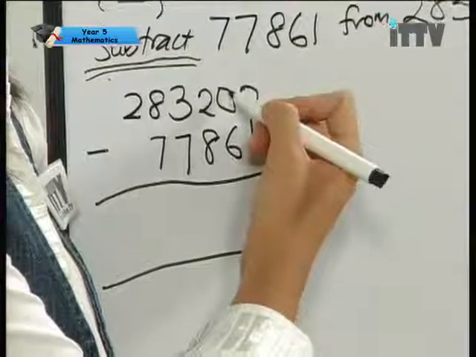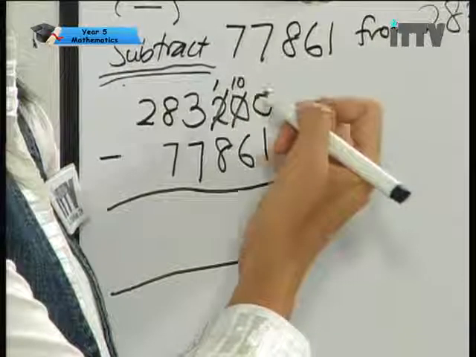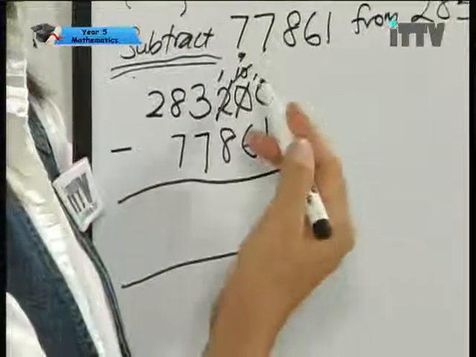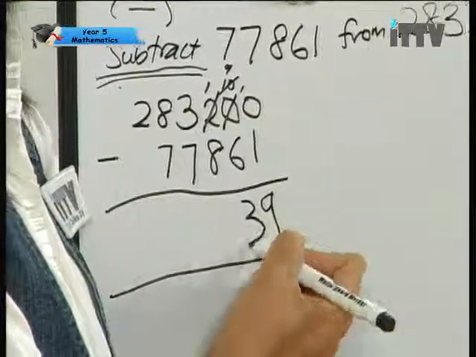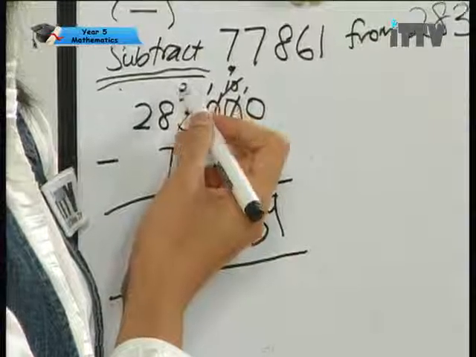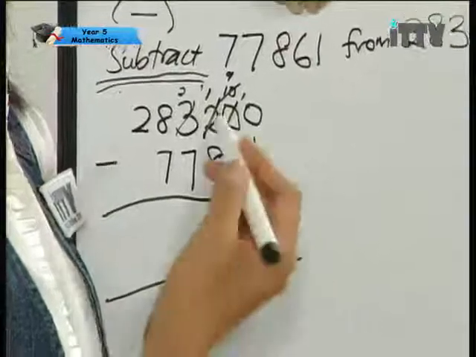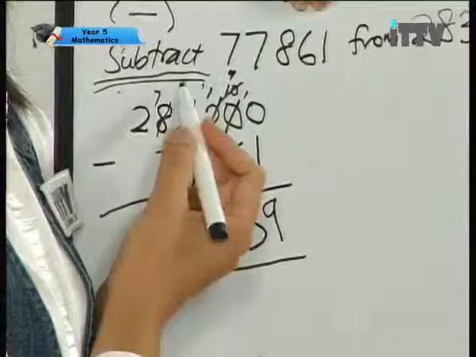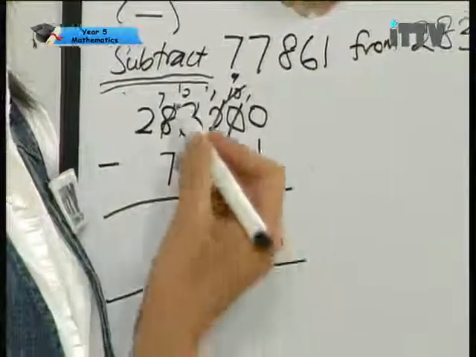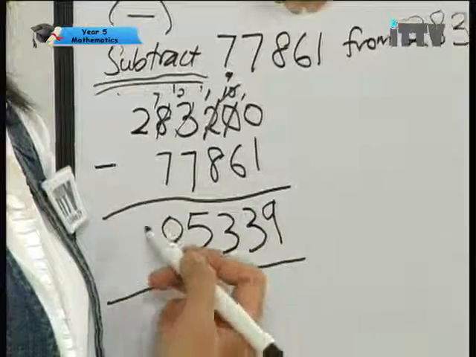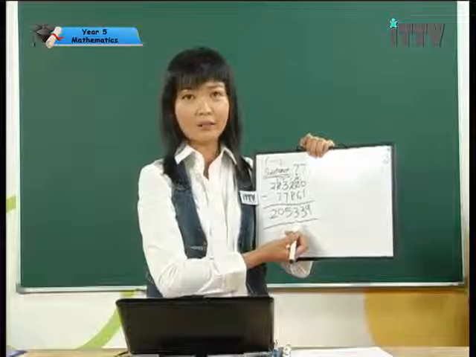0 minus 1, we have to borrow, trade from the side over here. 10 minus 1 gives us 9. 9 minus 6, 3, 1. Let's get another one. 11 minus 8, 3. 2 and 7, oops, not enough. 12 minus 7 gives us 5. 7, 7, 0, 2. So this is our answer.